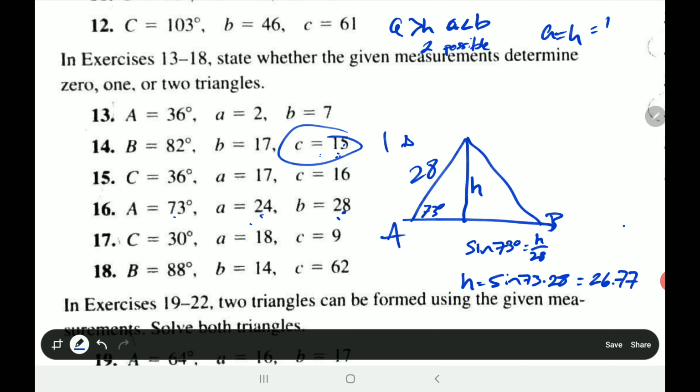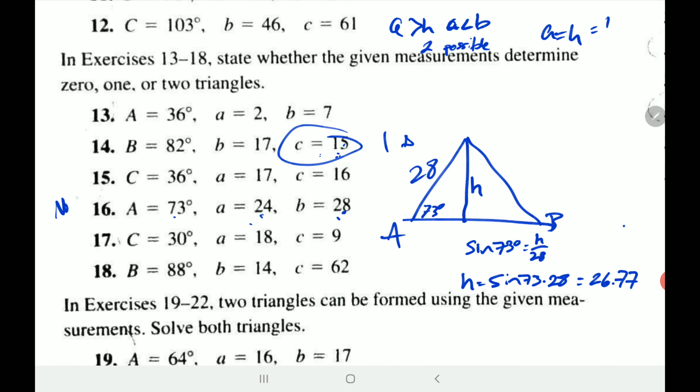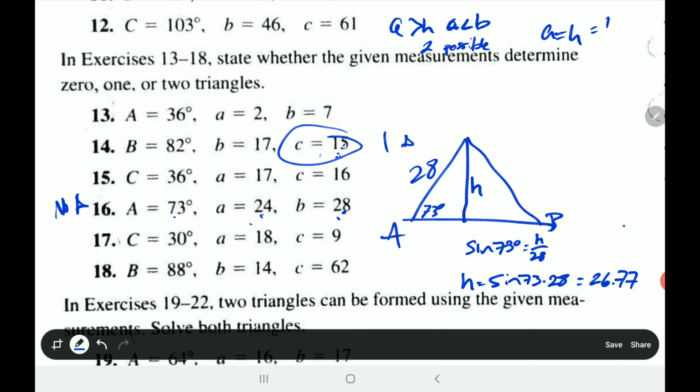So guess what? It is less than both. So no triangle for number 16. No triangle for number 16. Huh, didn't see that coming.